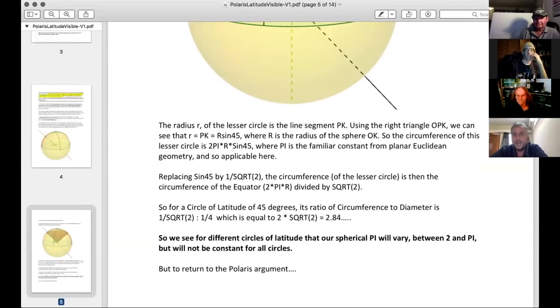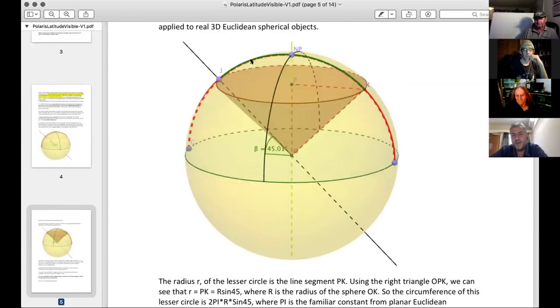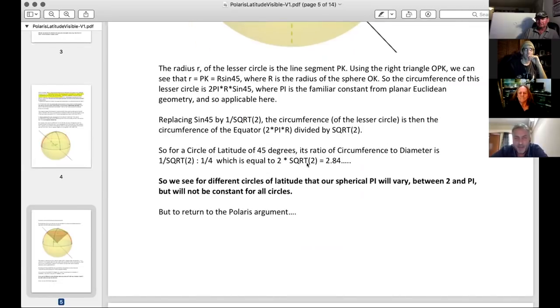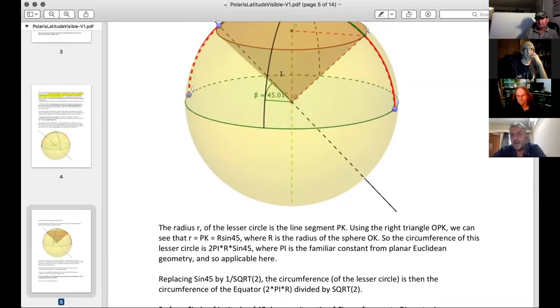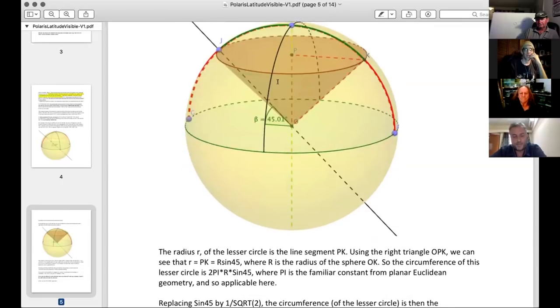I think I actually mentioned it here. This is where it says here. So for different circles of latitude, your spherical pi will change. For example, if I take this latitude circle up here and I want to know the diameter of that circle, then the diameter is from the point K up over the North Pole down to J. That is the diameter of that circle of latitude on the sphere, and in this case it works out to 2.84. So it's constantly changing depending on your circle of latitude. Pi constantly changes on a sphere. Something that is very relevant to the measurements that get made, right? Yeah, huge.